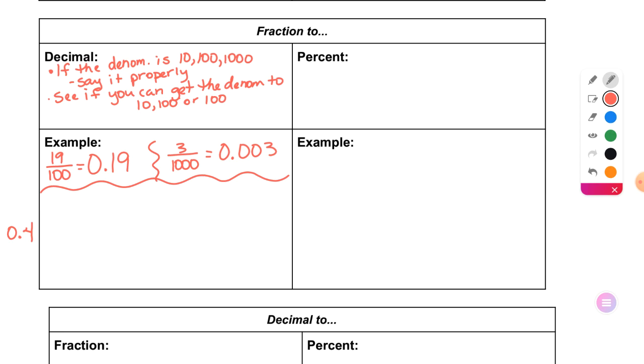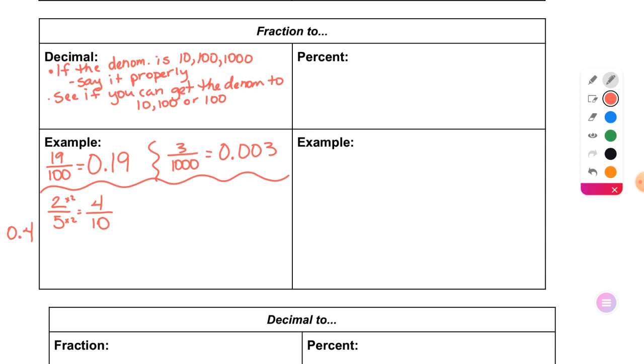So sometimes our fraction isn't one of those, but I could easily get it to be one of those. So for example, for this one, 2/5. This is a common one. Is the denominator a 10, a 100, or a 1,000? No, but Maya, what can I do to 2/5 to make the denominator a 10, a 100, or 1,000? Multiply it by 2, so I could do times 2, times 2. I could create an equivalent fraction that has a denominator of 10, 100, or 1,000.